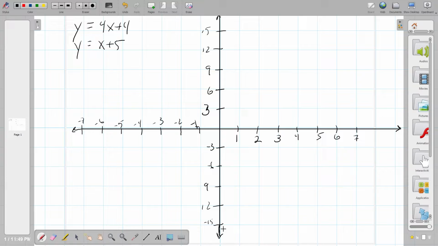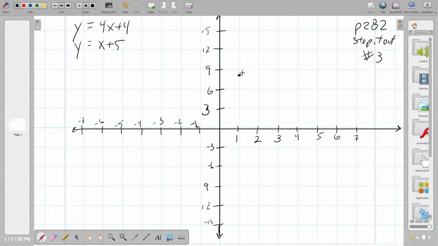And once again, this is page 282 in your textbook, Step It Out, number 3. All right, so y equals 4x plus 4. So 1 times 4 is 4, plus 4 is 8. So about there, 6, 7, 8. We'll be about there.